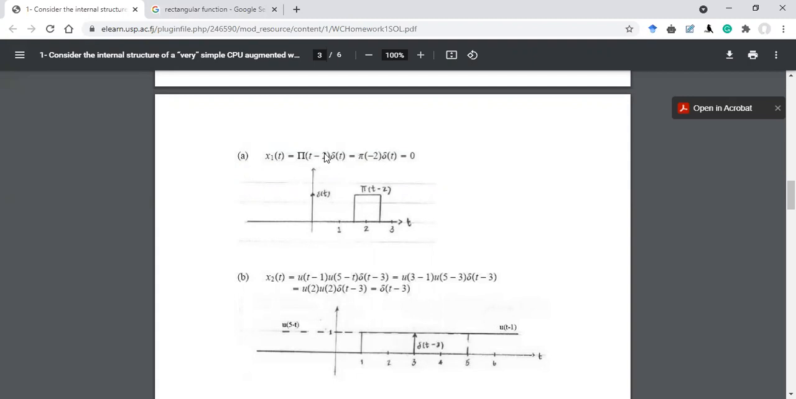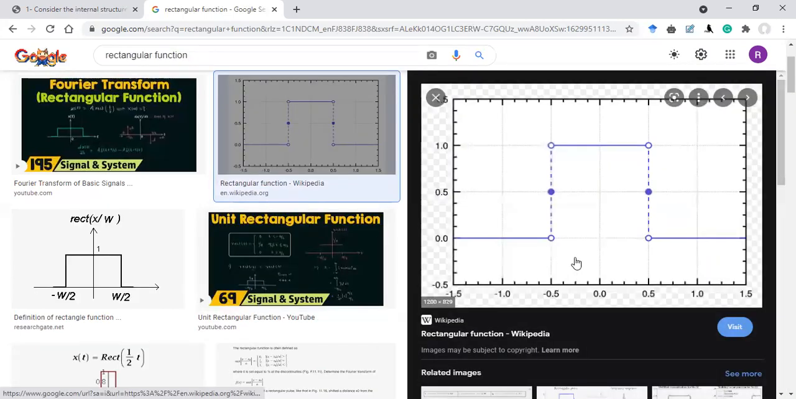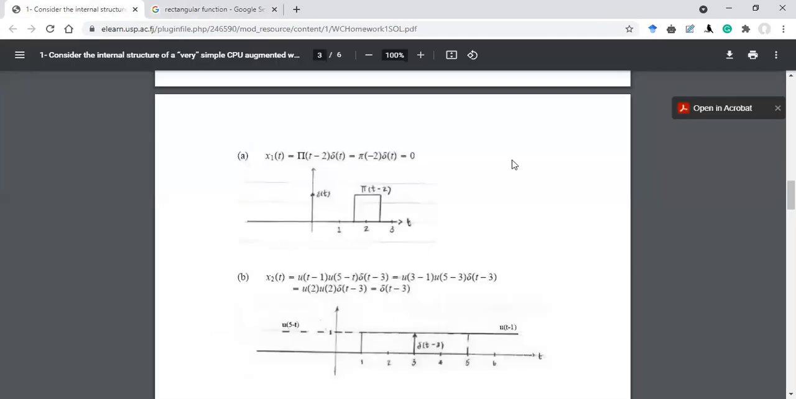And this t minus 2 indicates a shift of 2 units towards your right. So shifting the rectangular function 2 units to your right, taking the center of this function, which is at t equal to 0, and shifting it 2 units to your right, the center will be over here, and you'll get a graph like this. And the delta function only has a value at t equal to 0, and we usually take that value as 1, isn't it?